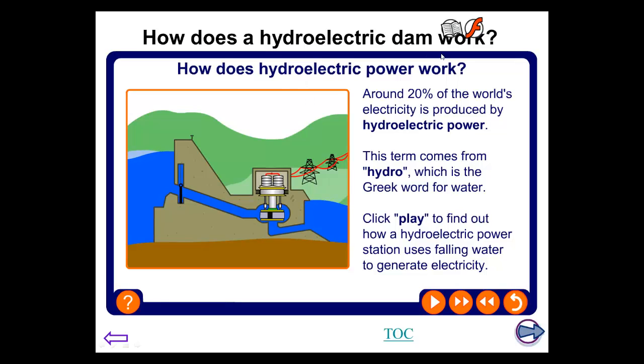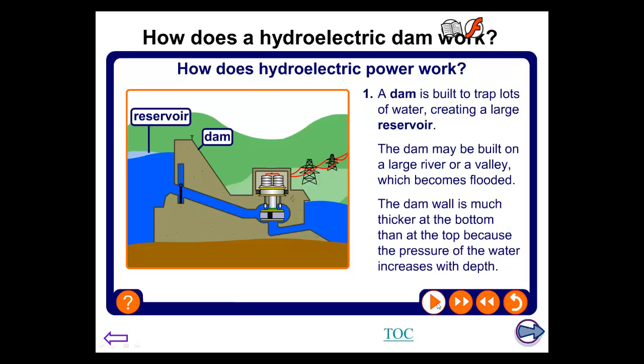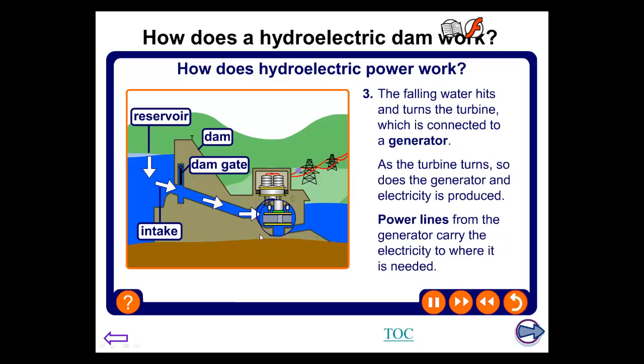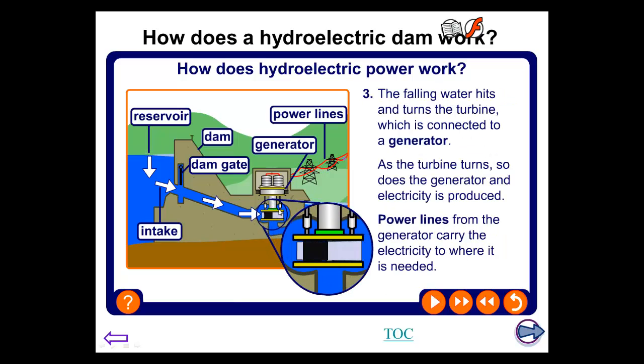How does a hydroelectric dam work? Hydro means water, so we're going to see what happens here. Here we have gravitational potential energy. The water is stored in the dam, in the reservoir. Then we open the dam gate and water flows downhill, and the potential energy turns into kinetic energy, and then that turns the turbine, and that generates electrical energy.